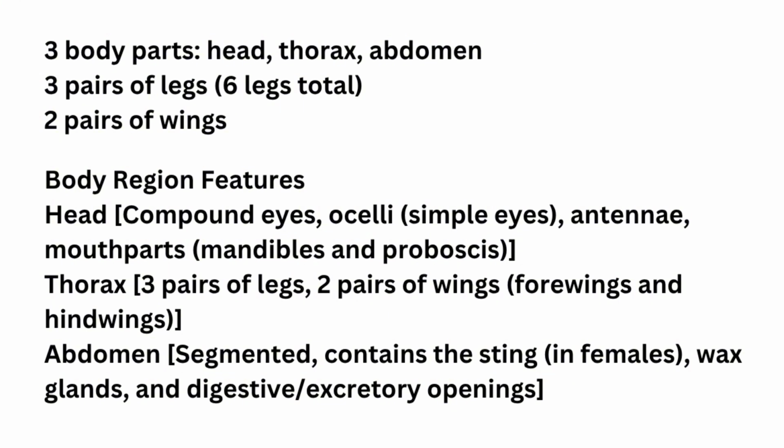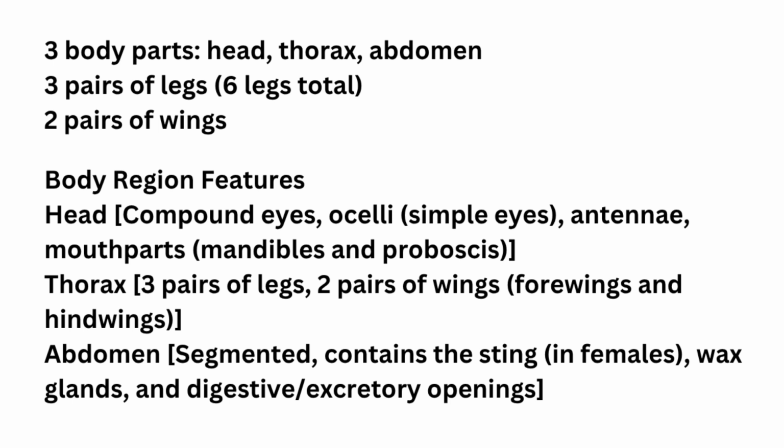Three pairs of legs, which makes 6 total legs. We also have 2 pairs of wings. Now the head comprises the compound eyes, the ocelli, which are the simple eyes, the antenna, and the mouth parts, which are the mandible and the proboscis. The thorax comprises 3 pairs of legs and 2 pairs of wings, which are the forewings and the hind wings.